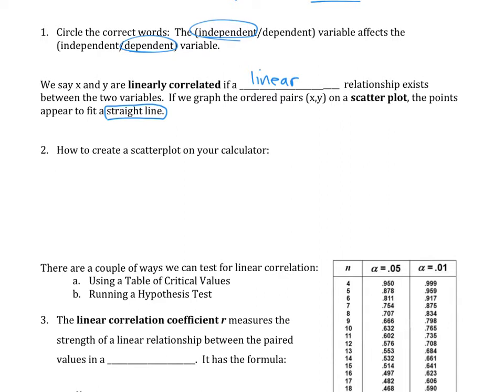How to create a scatter plot on your calculator? We're going to actually use Google Sheets. Basically, once you have data on the sheet, you use the insert function key to go to chart. That will get you a scatter plot.